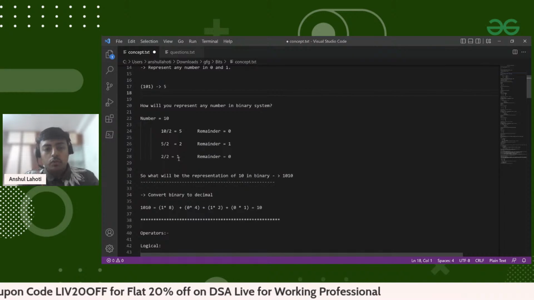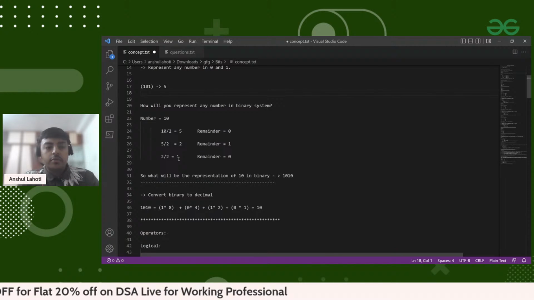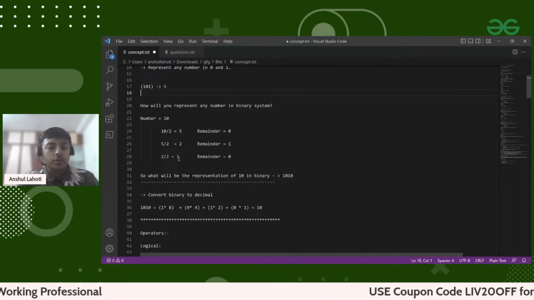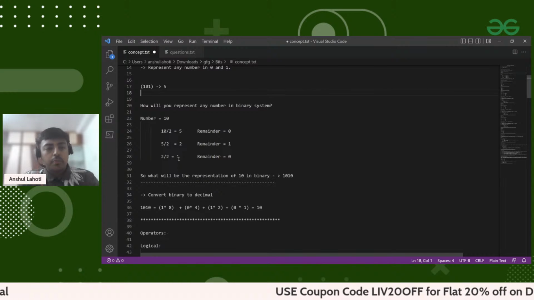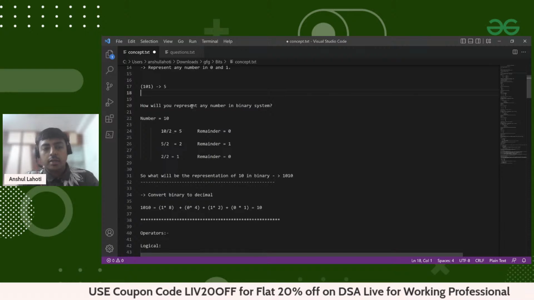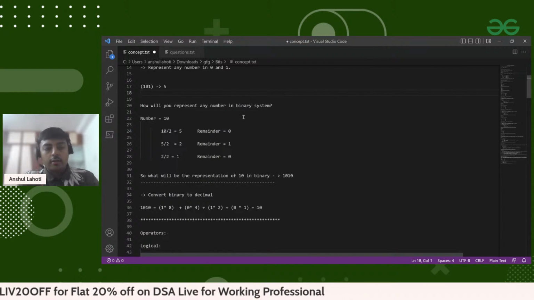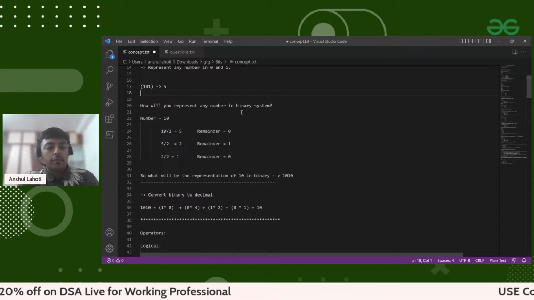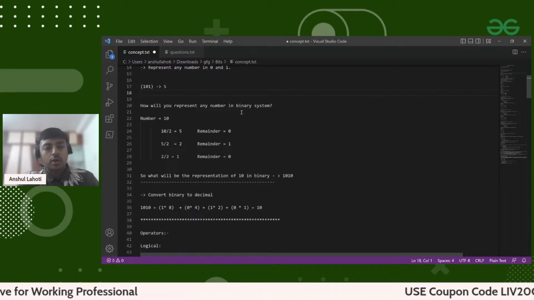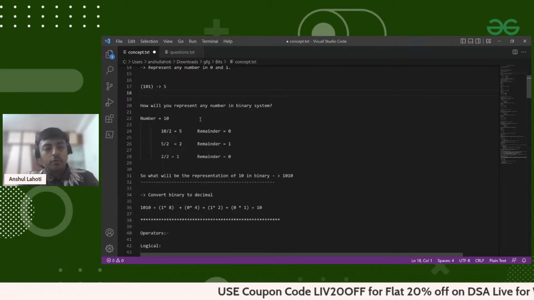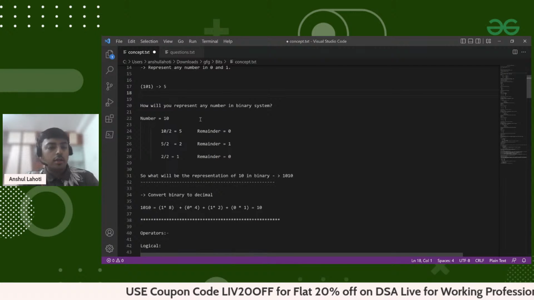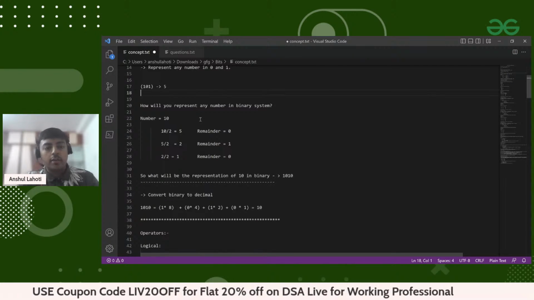So first we will take an example of 10. It's basic mathematics, which we do in ninth or tenth grade, like how we change a number into the binary system. In any system, not just binary, if you want to change into the octal system, you divide by 8. In any system you have to divide by that number only. For binary we will divide by 2.